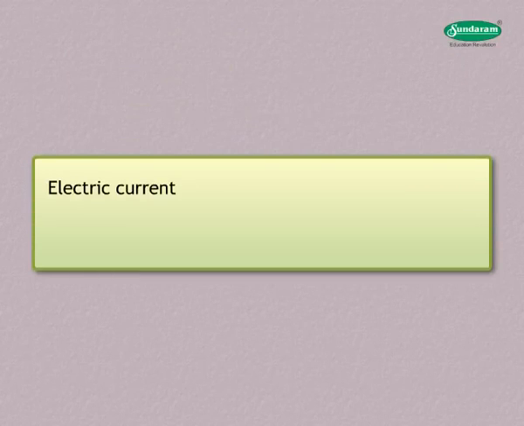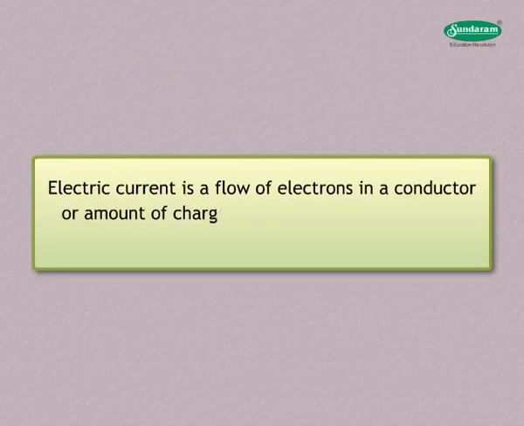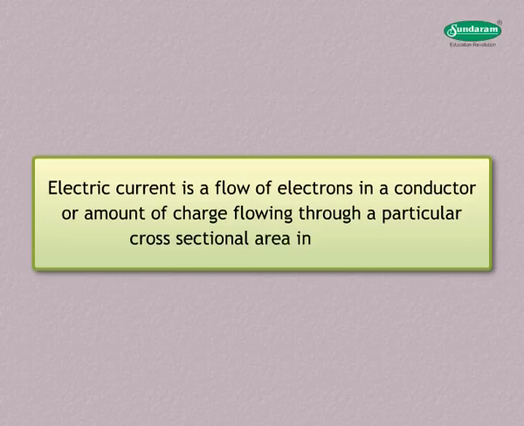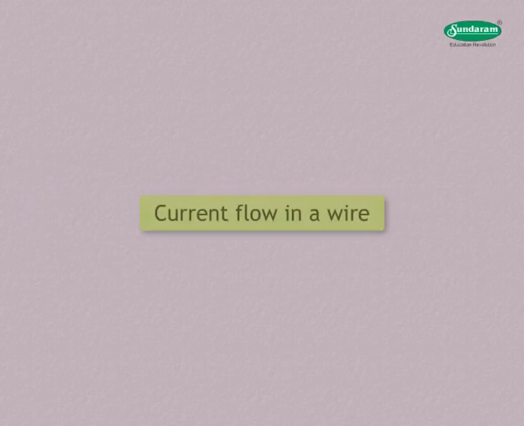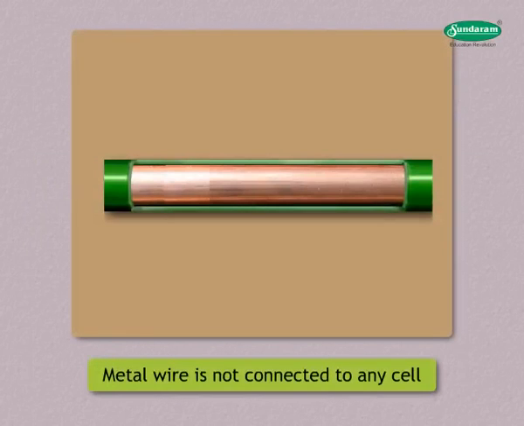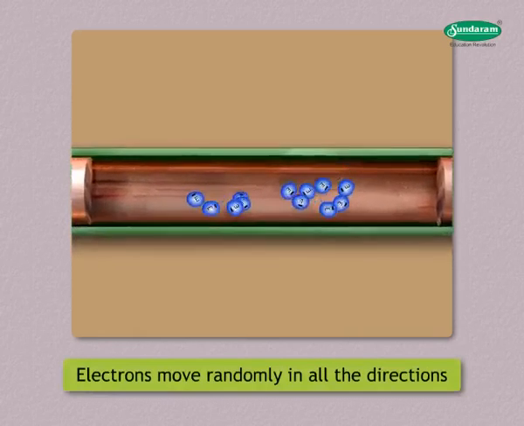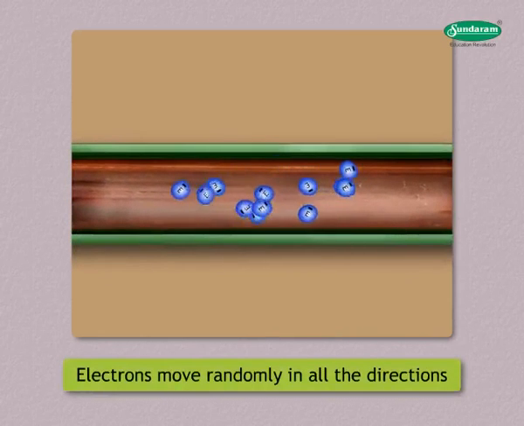Electric current is a flow of electrons in a conductor or the amount of charge flowing through a particular cross-sectional area in unit time. Current flow in a wire. If the metal wire is not connected to any cell or a battery, then the electrons present in it move randomly in all the directions between the atoms of the metal wire.